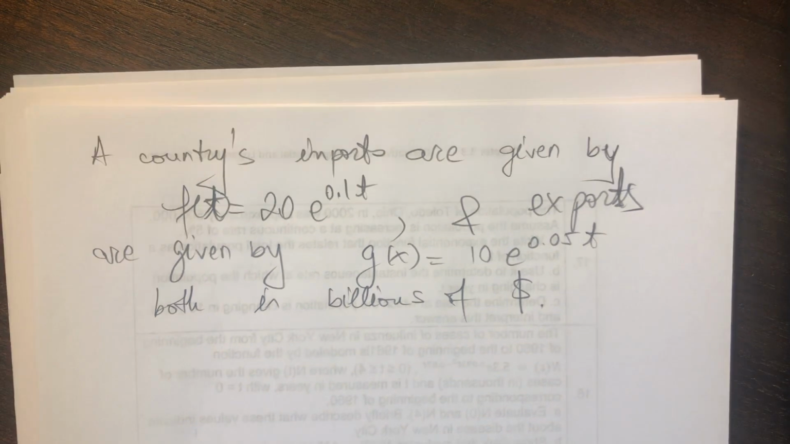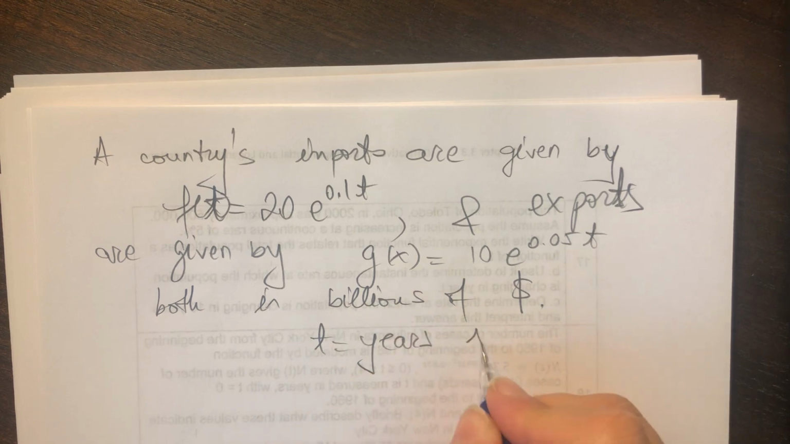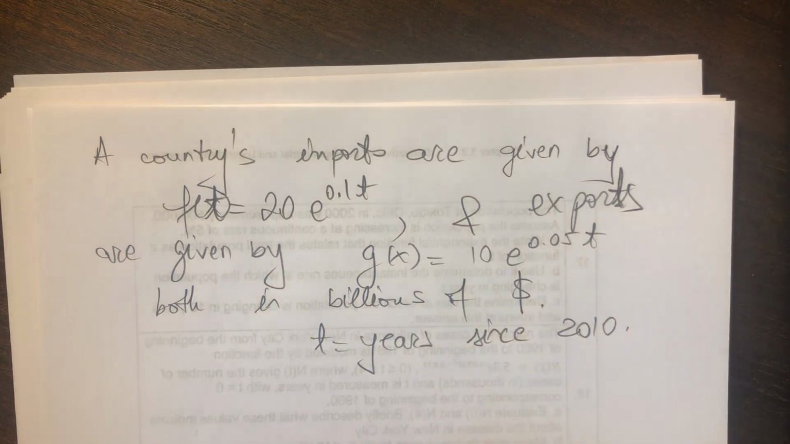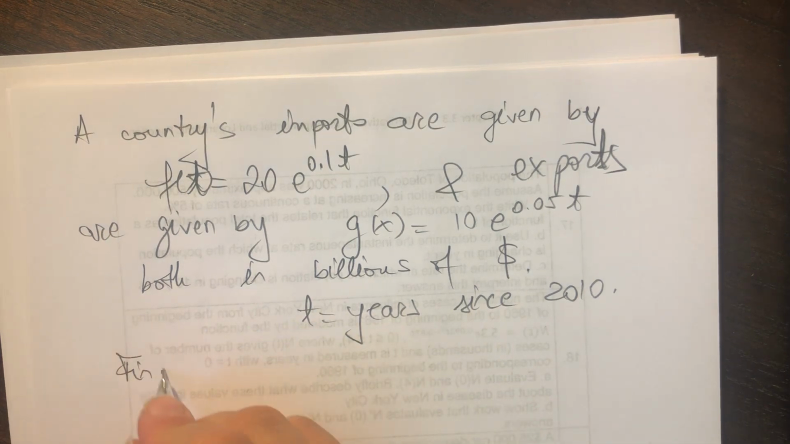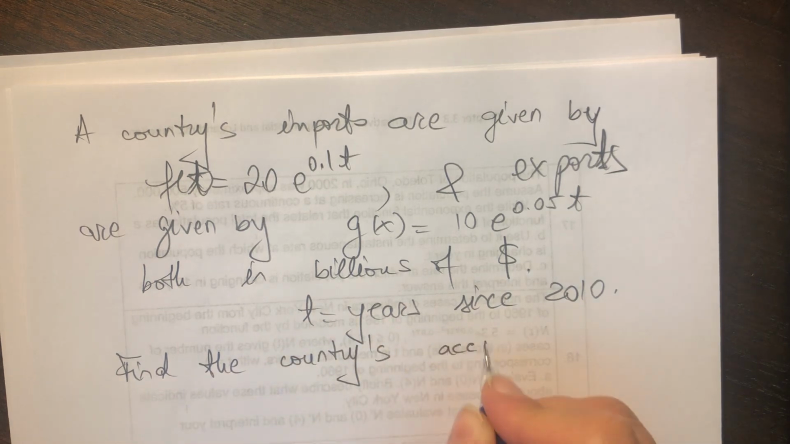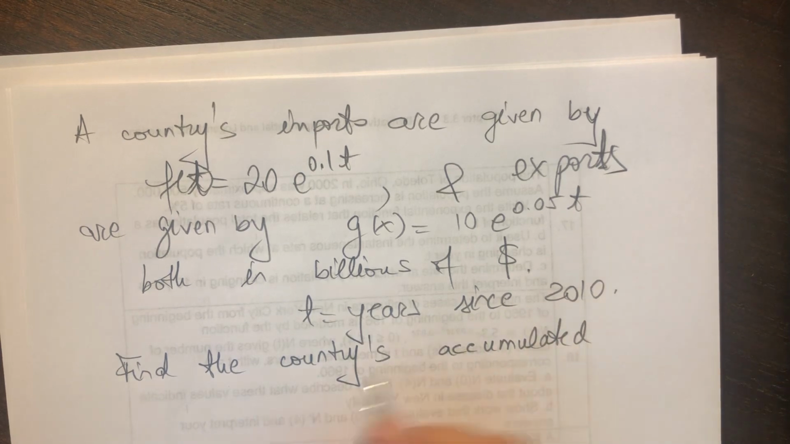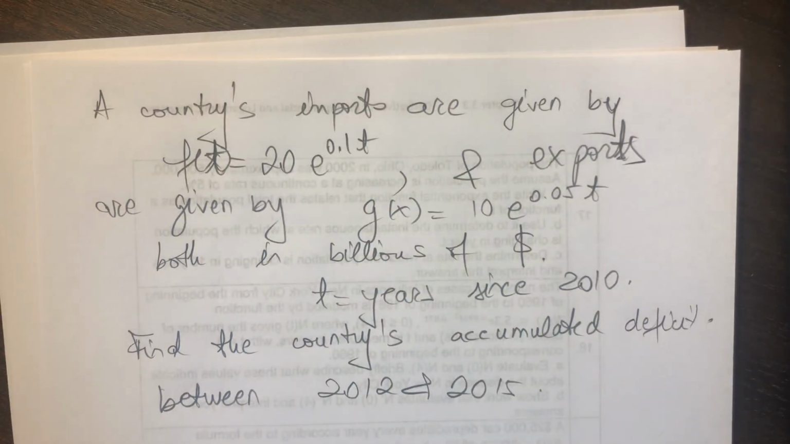Let t be years since 2010, and we want to find the country's accumulated deficit between the years 2012 and 2015. Now, these are exponential functions.